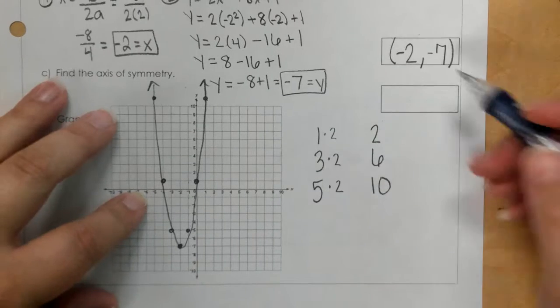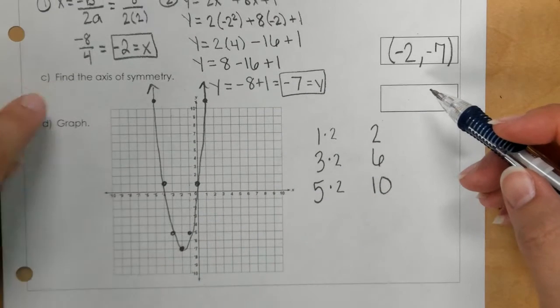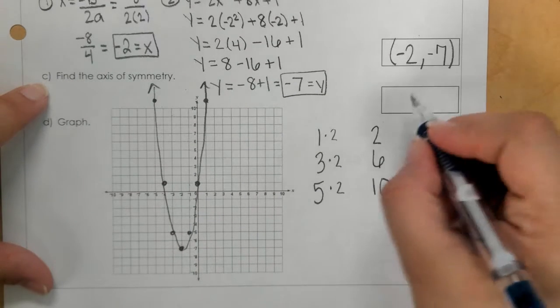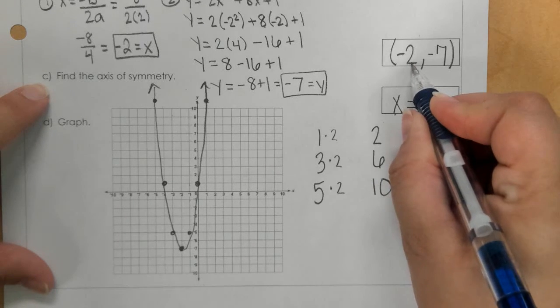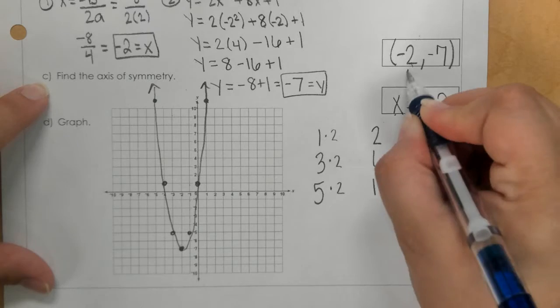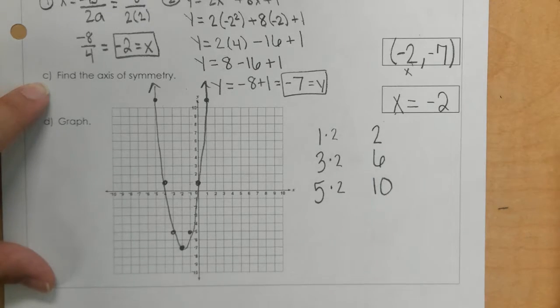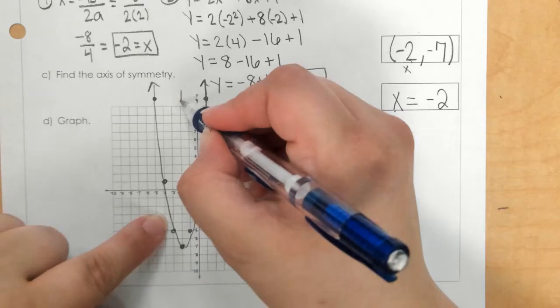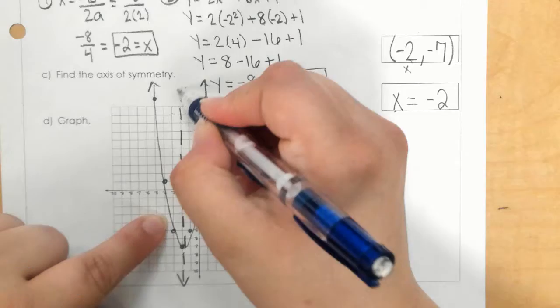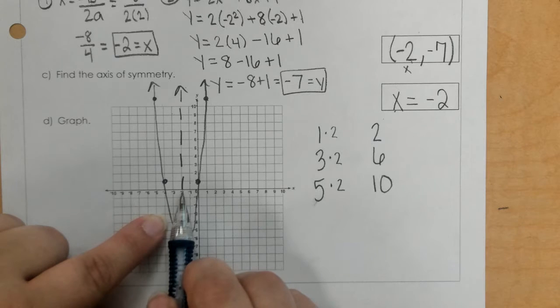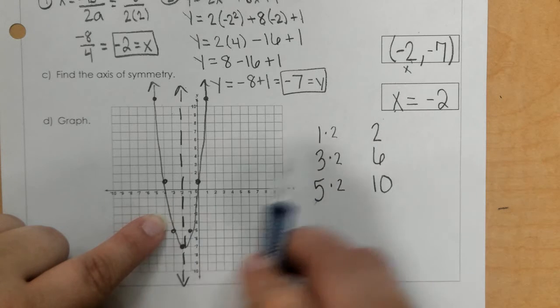Okay. So to answer the question, find the axis of symmetry in part C, there are 2 things here. Either you can put x equals negative 2, whatever the x value is here. Or you could also see that if you drew your dashed line through the middle, going through the vertex, it crosses the x-axis at negative 2 right here, which is the same as saying x equals negative 2.